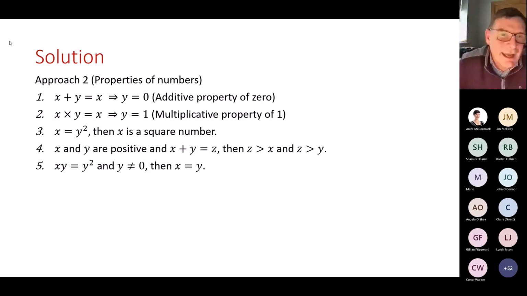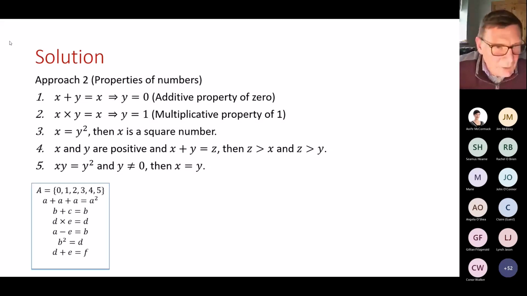If x is equal to y squared, then x is a square number. So we've 2 square numbers, I think, in the list. We have 1 and 4. So if x is equal to y squared, then x is a square number. Number 4, if x and y are positive, and x plus y equals z, then because x and y are positive, z must be greater than x, and also z must be greater than y. And finally then, if x multiplied by y equals y squared, and y is not 0, then x must equal y. You can see that just by substituting y into the left-hand side of the equation.